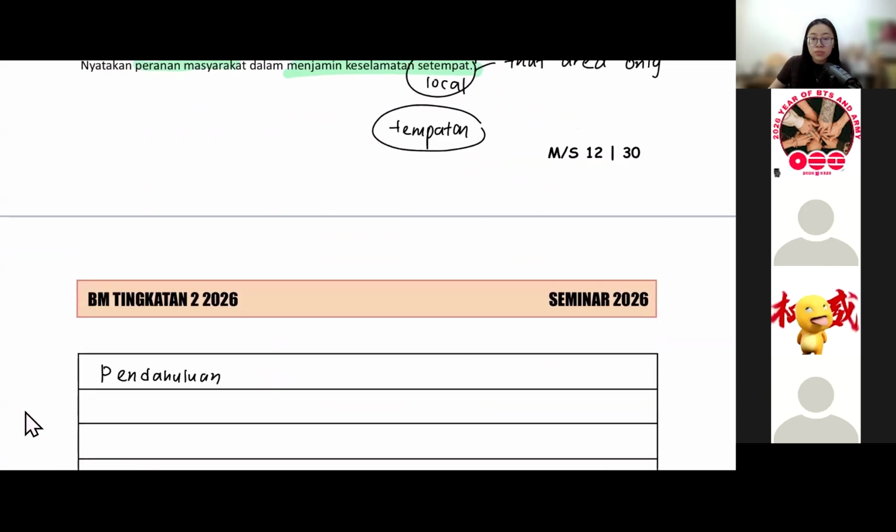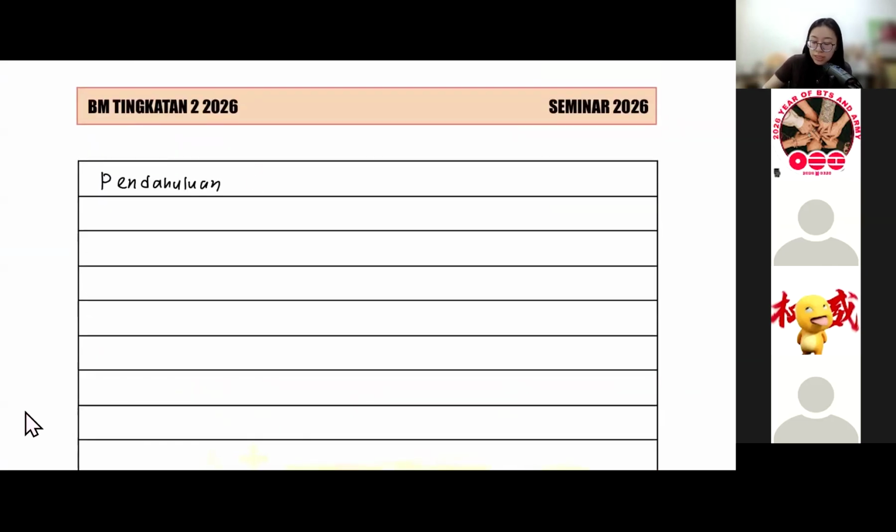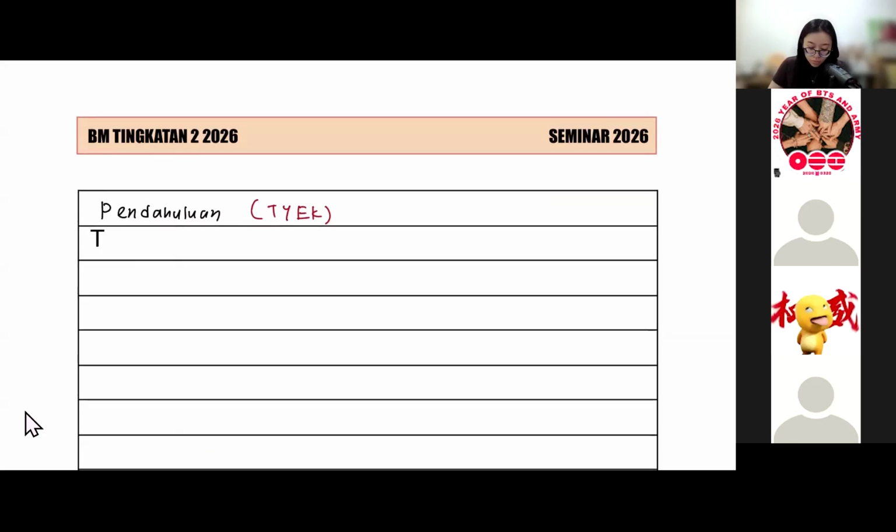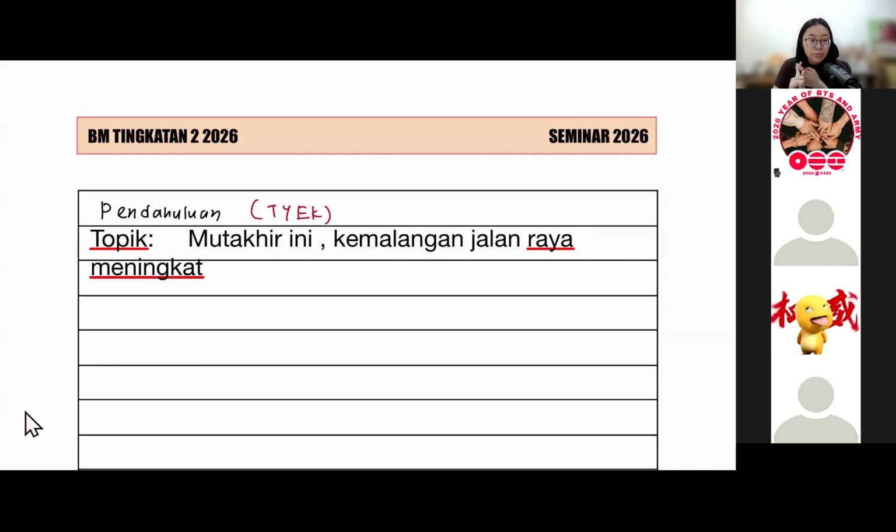Okay, now pendahuluan. So we are using TYEK: topic, why, effect, and also kata kunci. So our topic, you can say mutakhir ini. Mutakhir ini means pada masa ini, nowadays. Kemalangan jalan raya meningkat, keep on increasing. Okay, what is from time to time in BM?